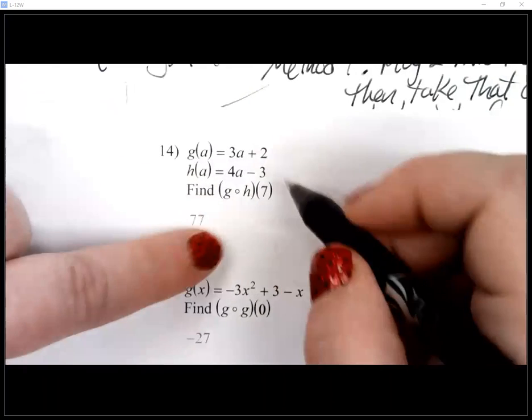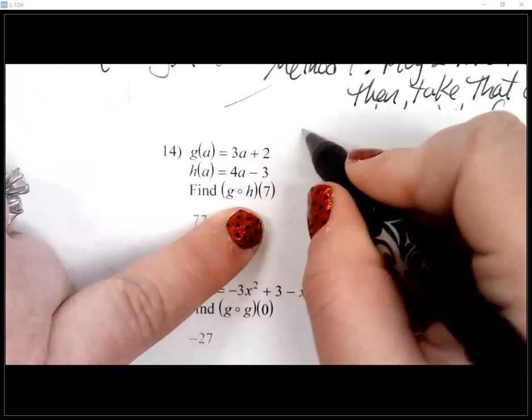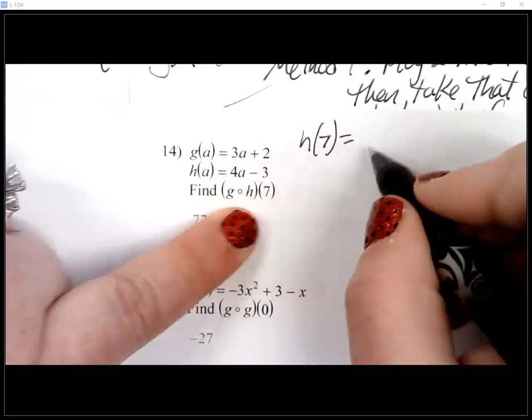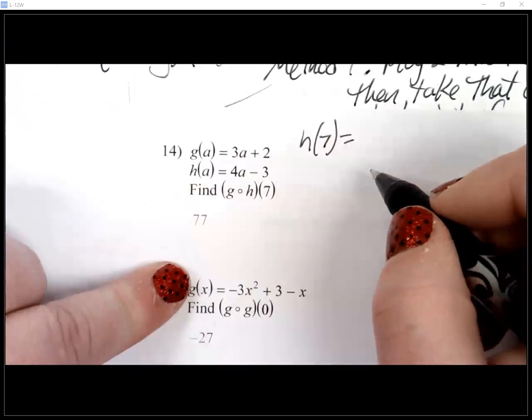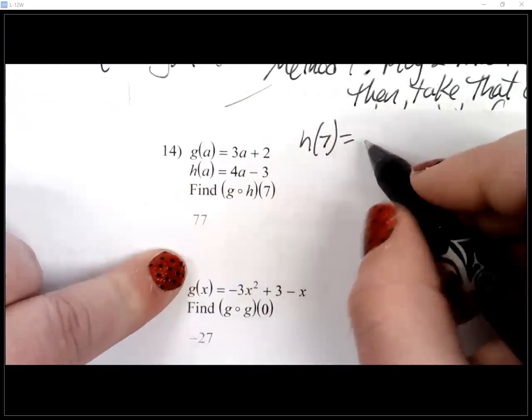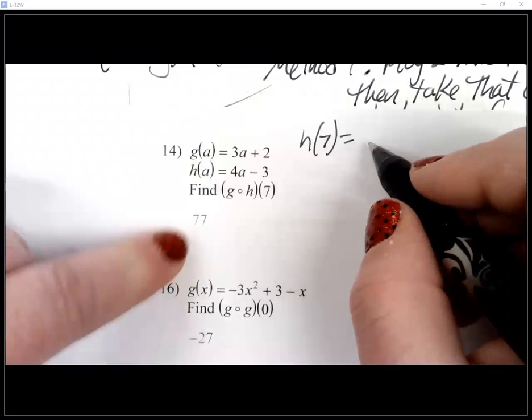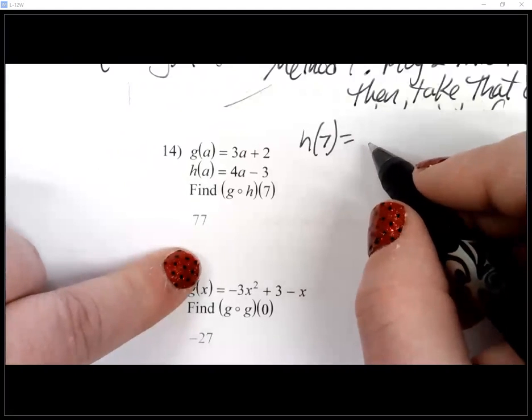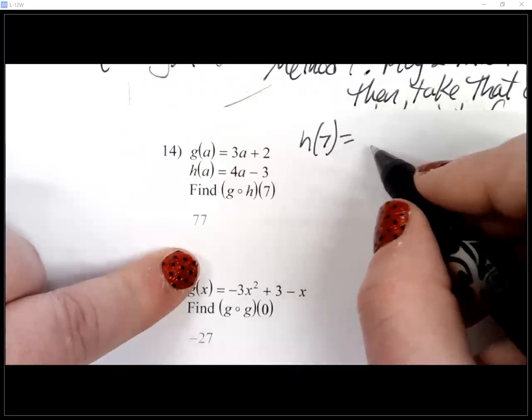So again, I'm gonna find h of 7 first. Wait, which one did you want us to do? 14. Oh, we're at. Can you do 16 though too? Sure. Oh, I was gonna do that one next. That one's good. So let me do 14 here.